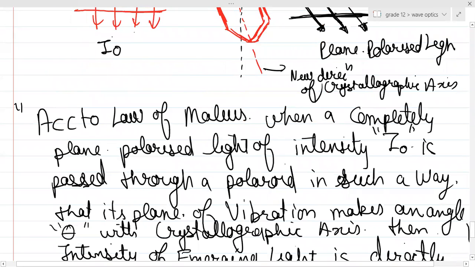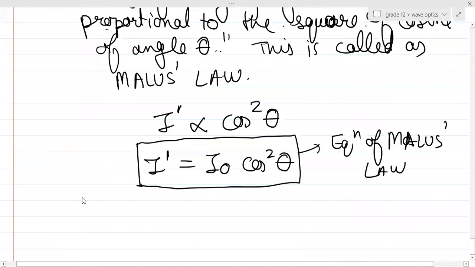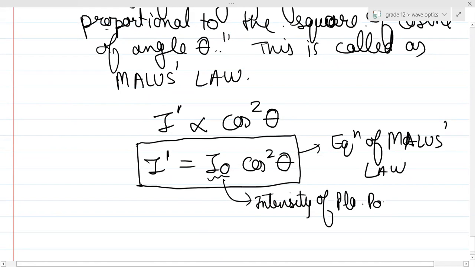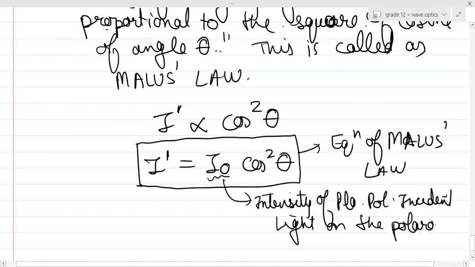And when you pass a polarized light through a polarizer with an angle theta, then the plane polarized light becomes I dash. I dash is equal to I naught cos square theta. Here the I naught is what? The intensity of the plane polarized incident light on the Polaroid. And I dash is basically the intensity of the emergent polarized light.